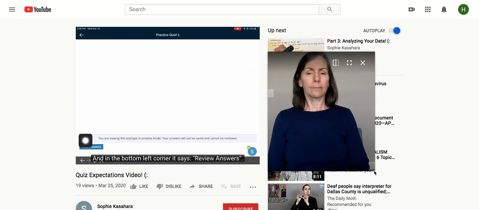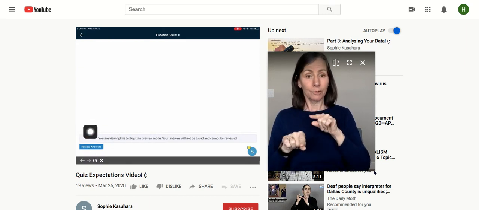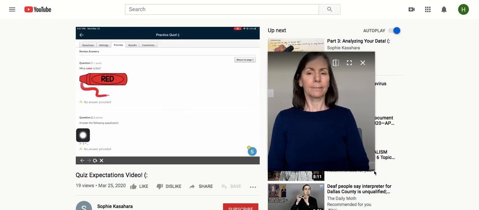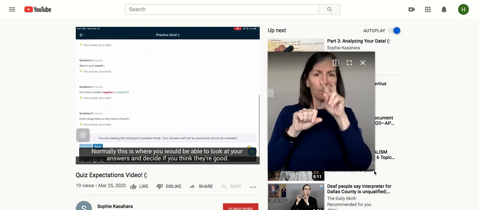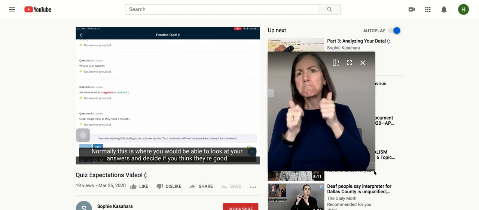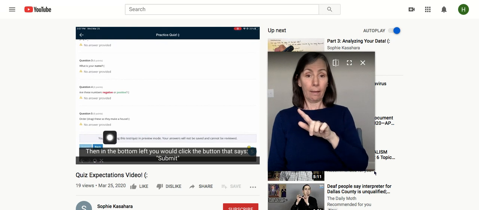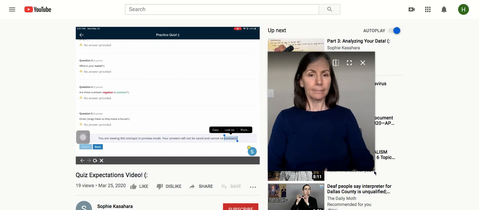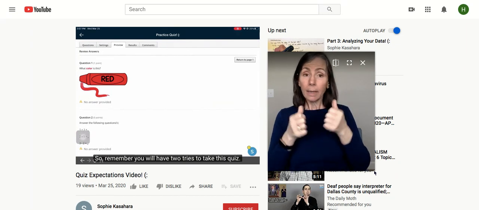And in the bottom left corner, it says review answers. Normally, this is where you would be able to look at your answers and decide if you think they're good. And then in the bottom left, you would click the button that says submit. So remember, you will have 2 tries to take this quiz.